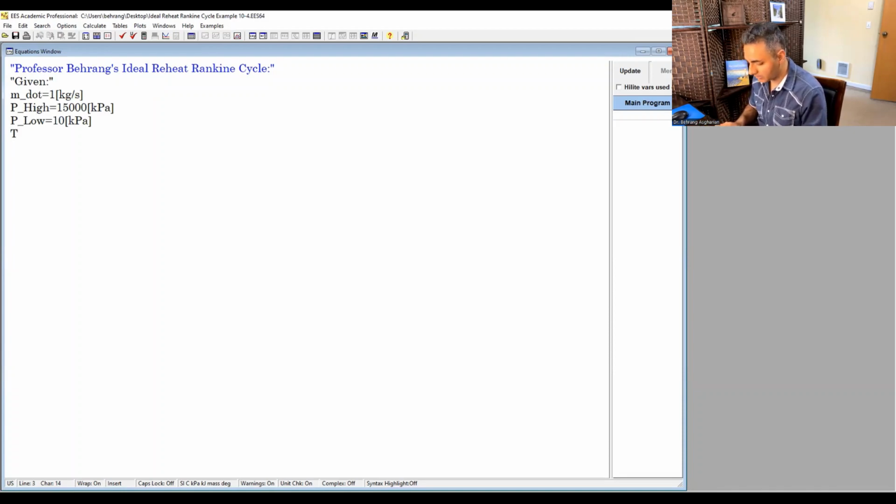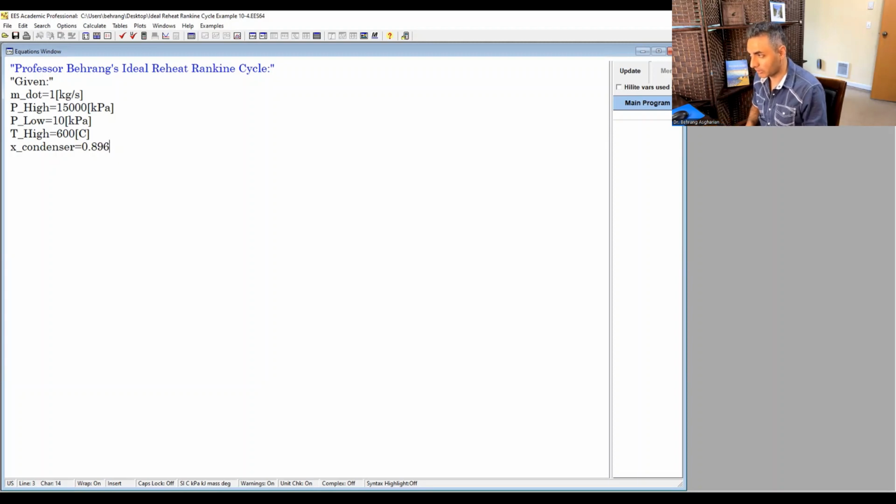There was T3, the maximum temperature in the system, I call it T high, and T high was supposed to be 600 Celsius, okay? My unit system is Celsius, so it should be good to go. And what else is given in this problem? Okay, well, the quality in the condenser was given. X condenser, that's the quality, was given as 89.6%, so it becomes 0.896.